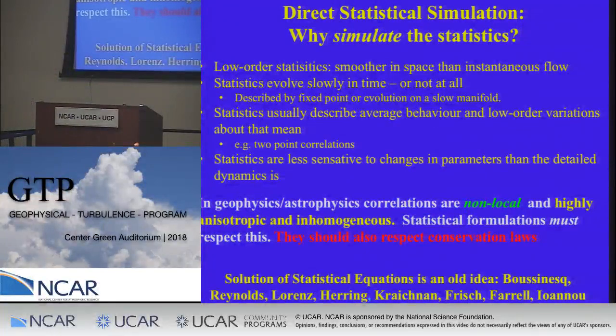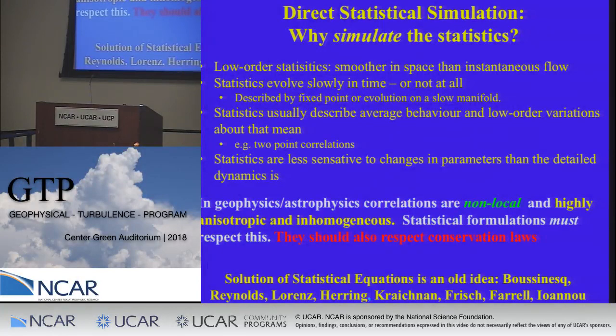So why might you simulate the statistics? Well, the low-order statistics are going to be smoother in space than the instantaneous flow, so you might be able to simulate them with fewer degrees of spatial freedom. They might evolve slowly in time, or perhaps not at all, so they're going to be described by either a fixed point, or the evolution might be on a slow manifold, and so you might be able to use time-stepping methods that are designed for evolution on a slow manifold. These statistics usually describe the average behavior and low-order variations about the mean, perhaps the two-point correlation functions. And the hope is that statistics are less sensitive to changes in the parameters than the detailed dynamics.